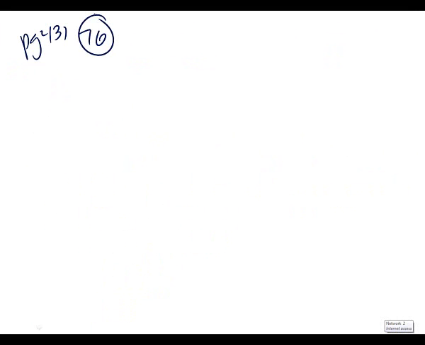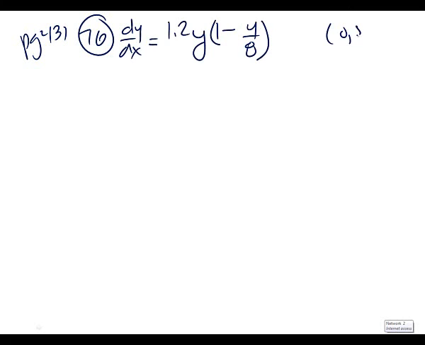Okay, so 431 number 76 is a logistic differential. We're supposed to find the logistic equation that satisfies the initial condition. So you've got dy/dx equals 1.2y times (1 minus y over 8). And they give me the initial condition (0, 5). Okay, and then we have to put it into our P form, right? I'm going to get there because I don't want to do it wrong.